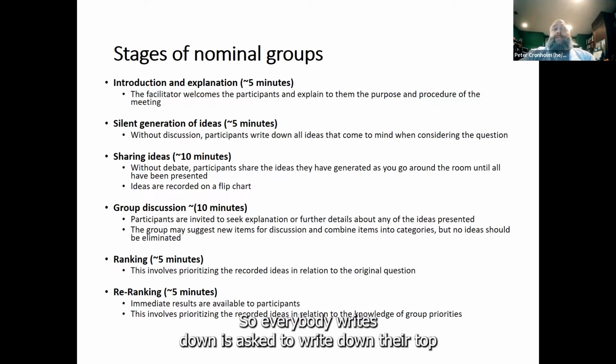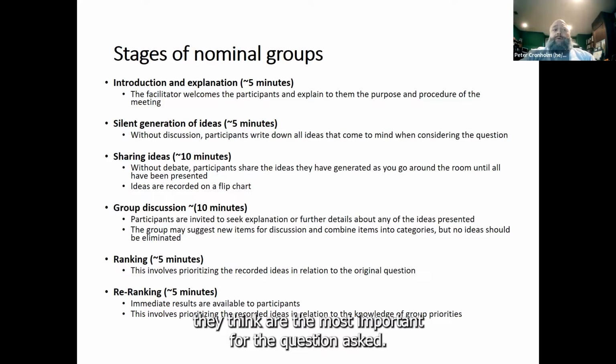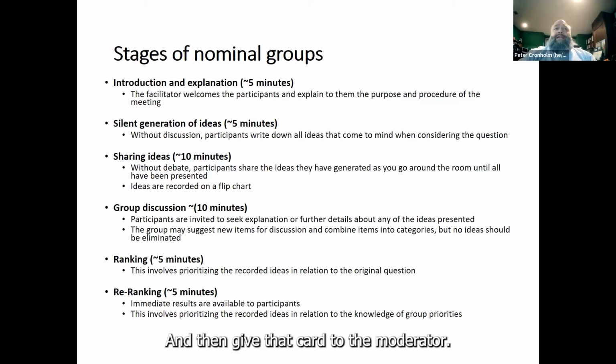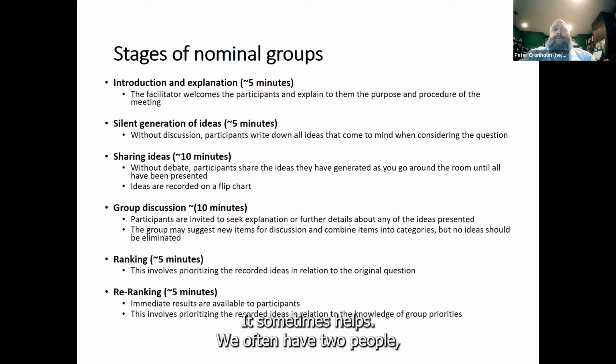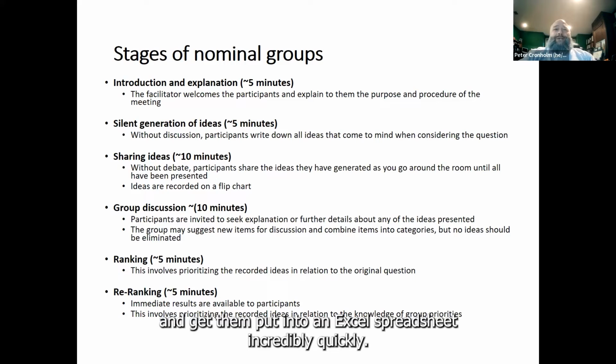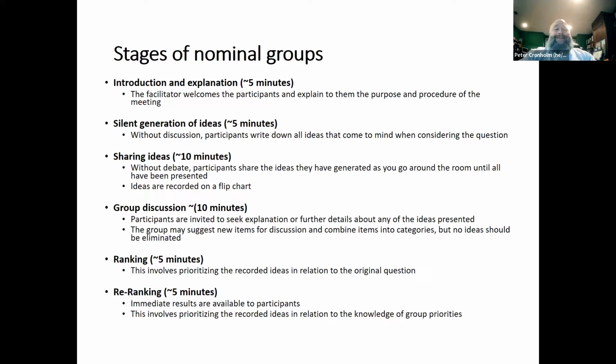So everybody is asked to write down their top 3 votes for whichever ideas on the list they think are the most important for the question asked, and then give that card to the moderator. It sometimes helps. We often have 2 people, and tonight Matt's going to do yeoman's work trying to collect all of your votes and get them put into an Excel spreadsheet incredibly quickly.